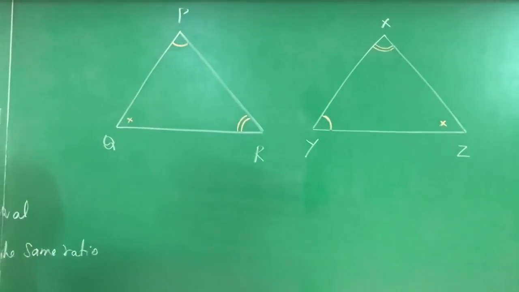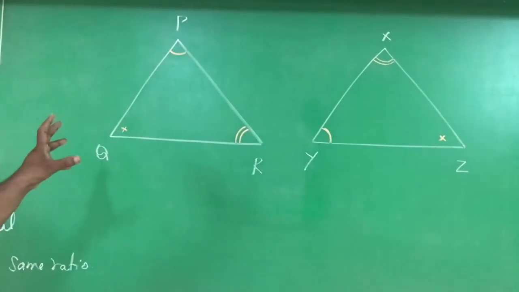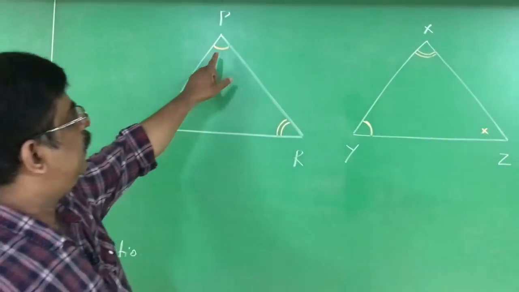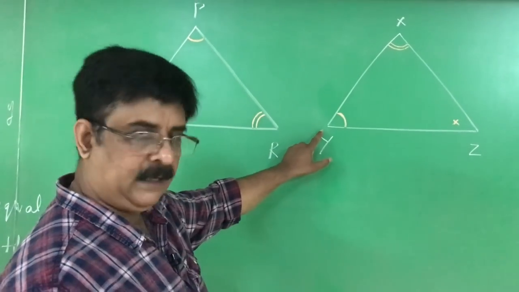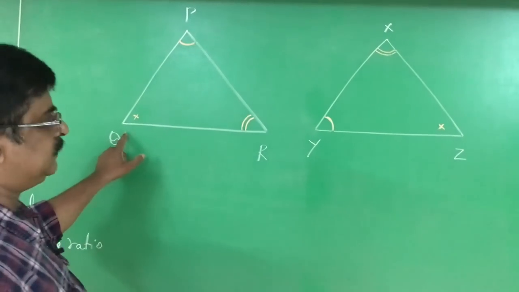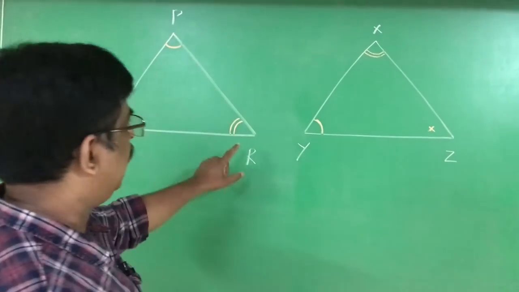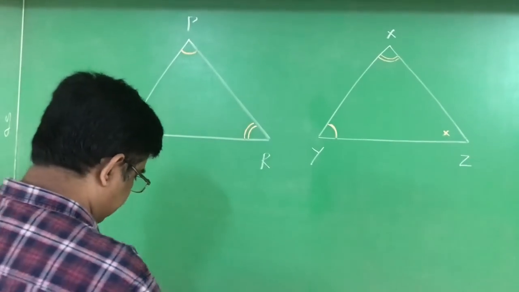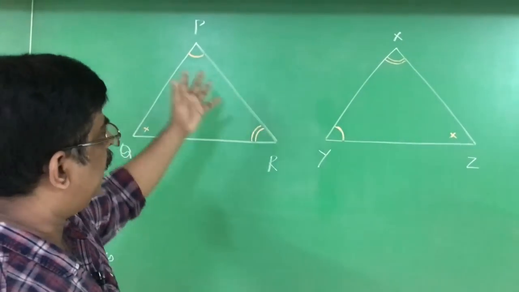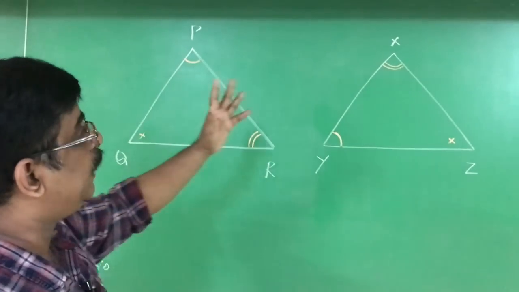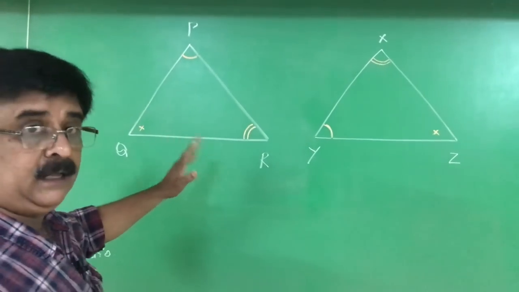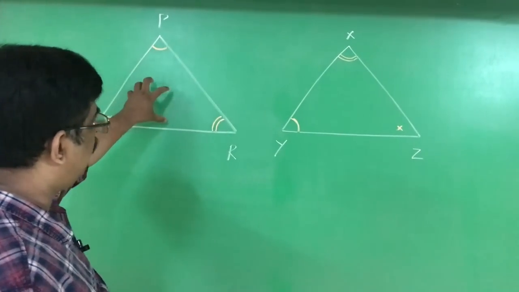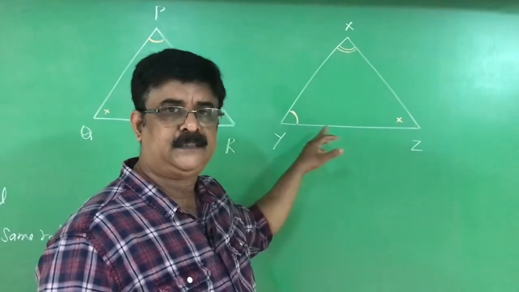I put a different one. Now tell me, can you identify the corresponding angles in these two triangles? I tell you, angle P is corresponding to angle Y, angle Q is corresponding to Z, angle R is corresponding to X. Therefore, if they are similar, let us assume these two triangles are similar, the angles are equal, they are equiangular triangles, not equilateral. All measurements of the angles of PQR are there in the triangle XYZ.